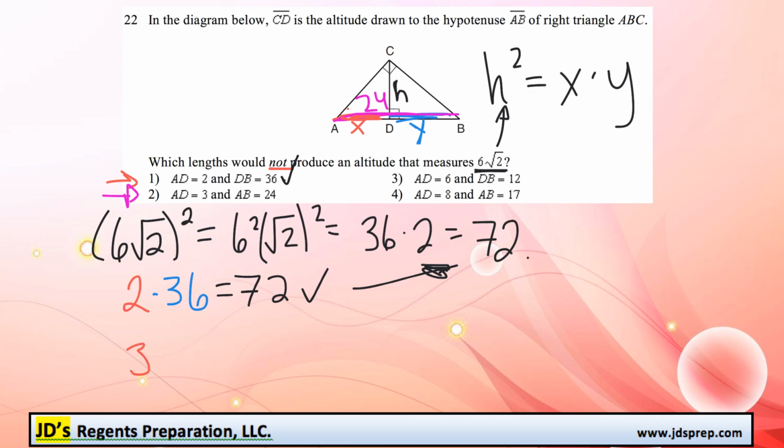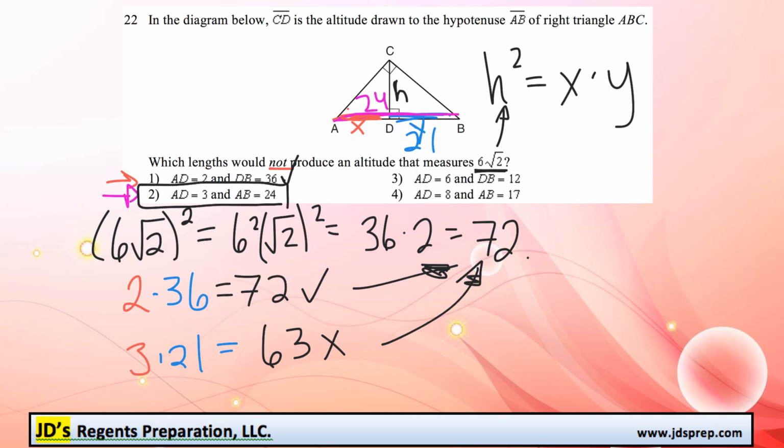And 24 minus 3 is 21. So we'll do 3 times 21, which gets us 63. And there's our problem. See, we don't get the same answer as 72. So option number 2 is the length that does not produce the correct altitude measurement.